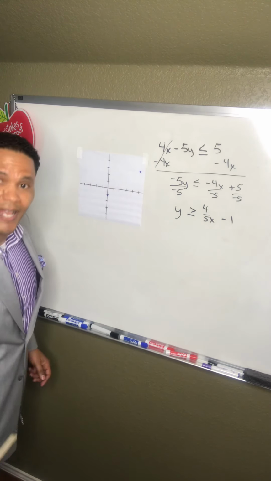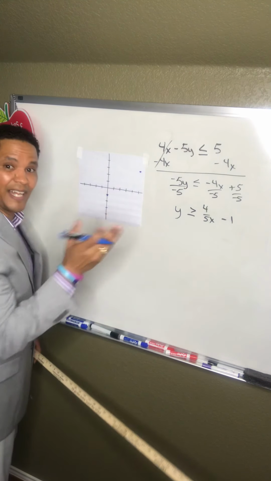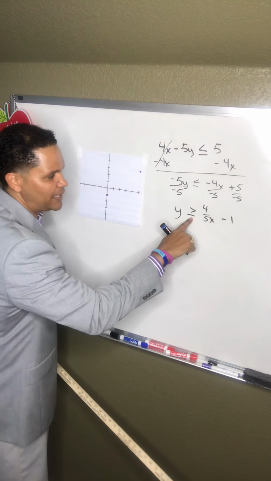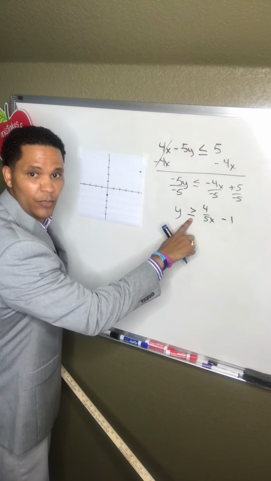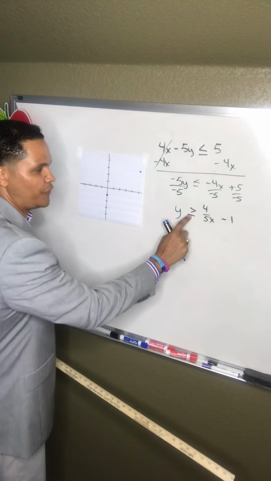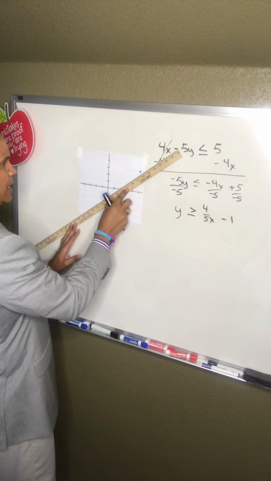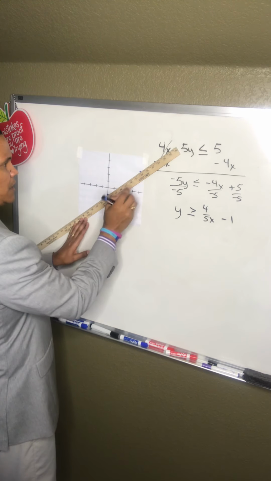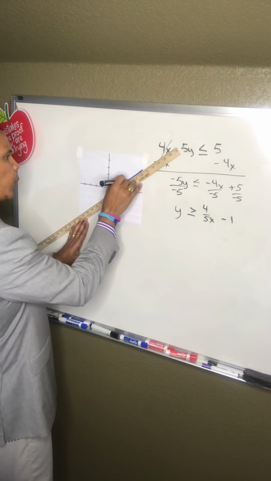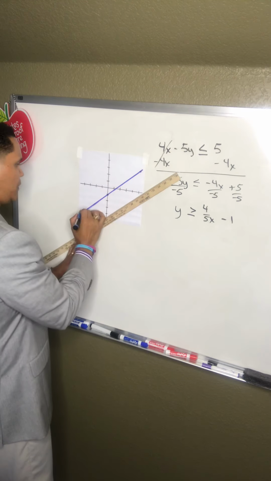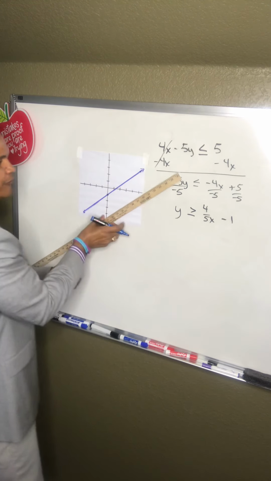But when we do our line, is our line solid or dotted? Well, we can tell by looking at this line right here that says it's or equal to, our line is solid. So if our line is here, that means it's a solid line here. Let's go ahead and graph our line. Put our arrows because the line goes on forever.